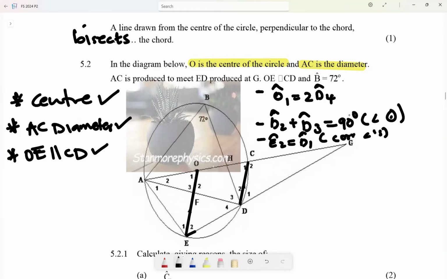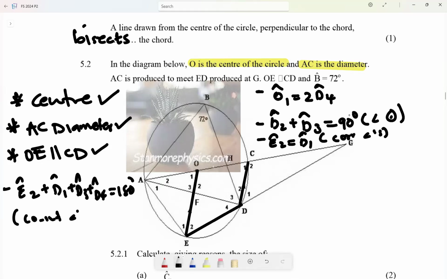So the other thing that you can use is that this angle here and this angle here will be equal to 90. Why? Because we know this angle here plus that angle will be equal to 90 because of co-interior angles. I'll remember that one. Angle E2 plus D1, D3, D4 equal to 180. Why? Co-interior angles. I'm done analyzing what they have given me.